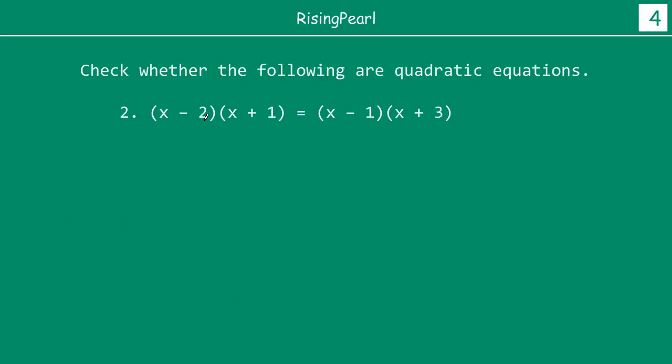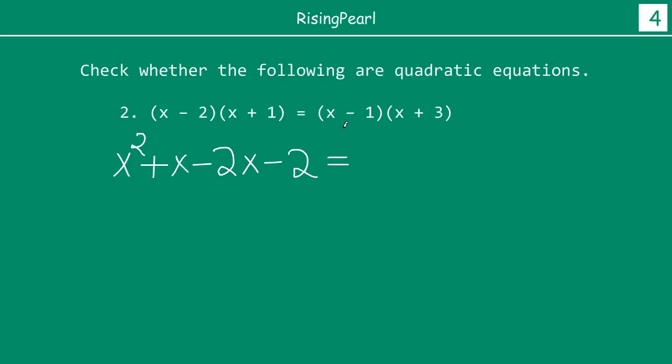(x minus 2) times (x plus 1) equals (x minus 3) times (x plus 3). If you look at it, we are going to open the bracket. So x times x will be x squared. x times 1 will be plus x. Minus 2 times x will be minus 2x. Minus 2 times 1 will be minus 2.